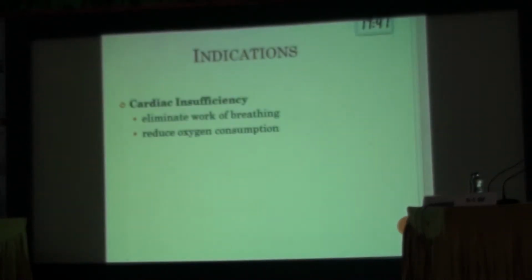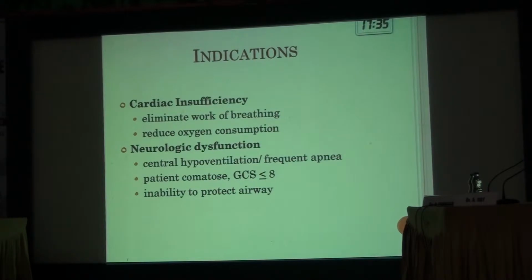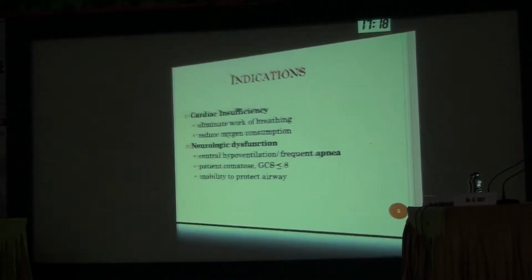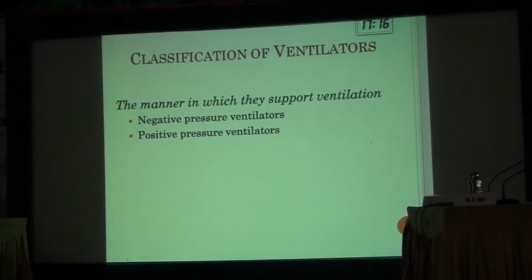To continue with the indications, cardiac insufficiency at many times could also prompt a decision to start mechanical ventilation. And last but not the least, neurologic dysfunctions are also important: central hypoventilation, and patients who are comatose with a GCS score less than 8 and unable to protect the airways, which is also very important.